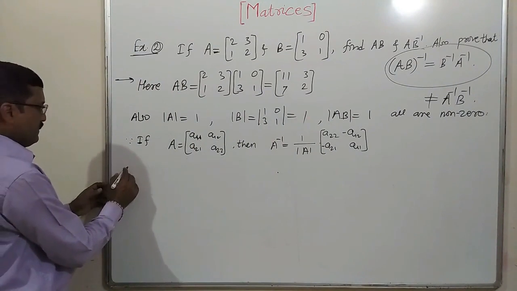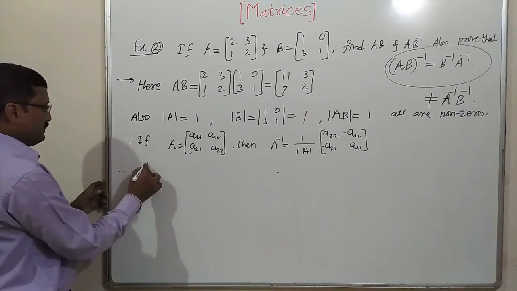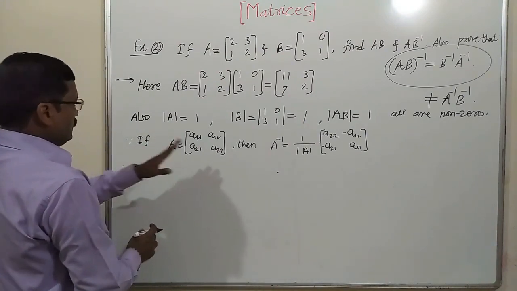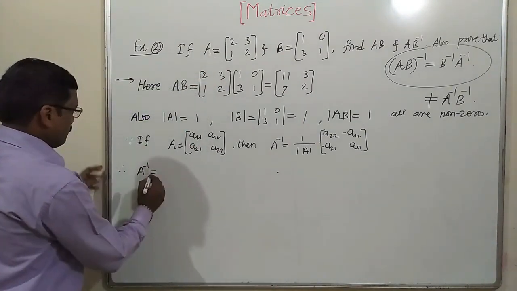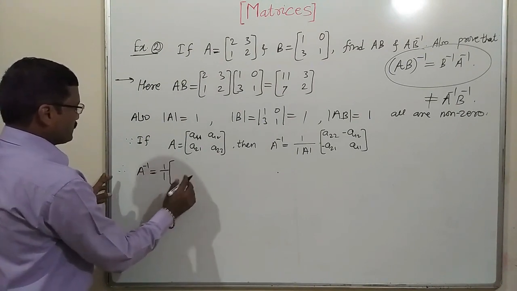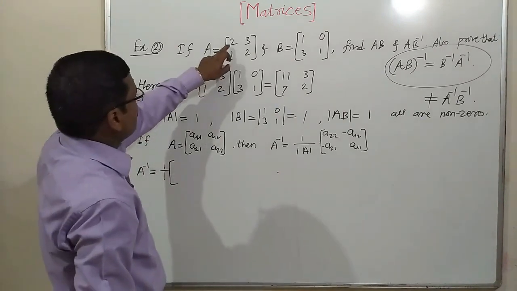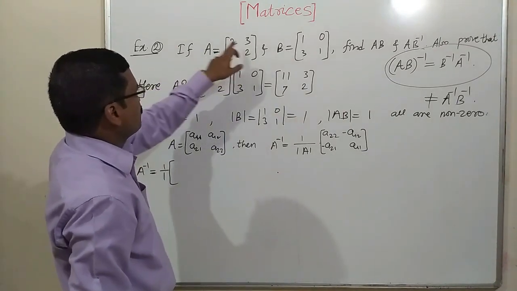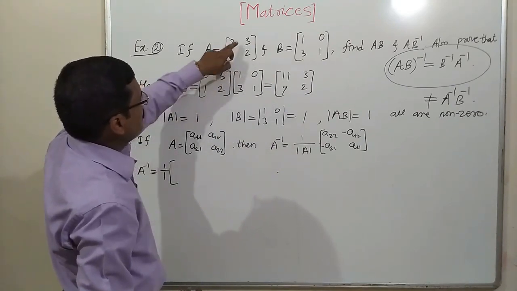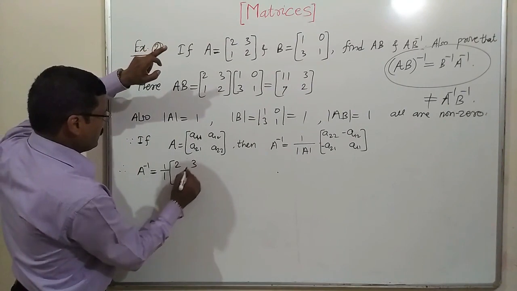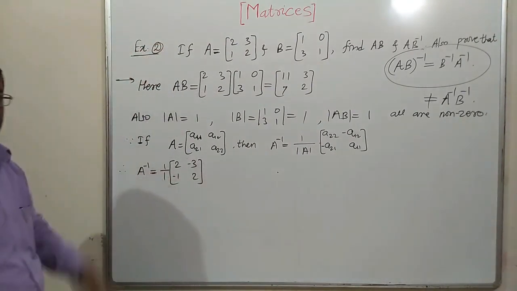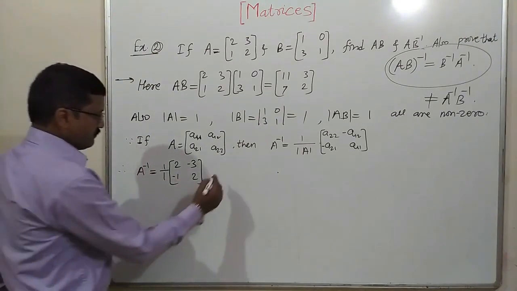Let us use this formula to write A inverse here. This is our matrix A in general form, but here the given A is this. So A inverse is equal to 1 upon 1 into matrix. How to write? This is 2 3 1 2, row wise from the first element. Now column wise from the last element. So 2 3 1 2. We will write 2 3 1 2 and change the signs of these 2 elements. So we get A inverse.